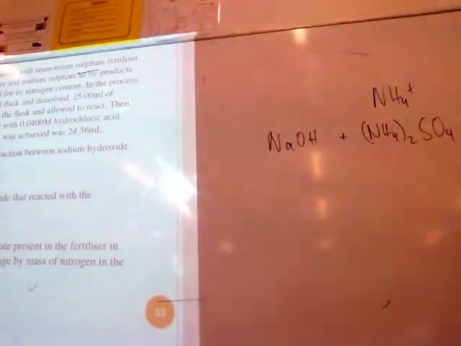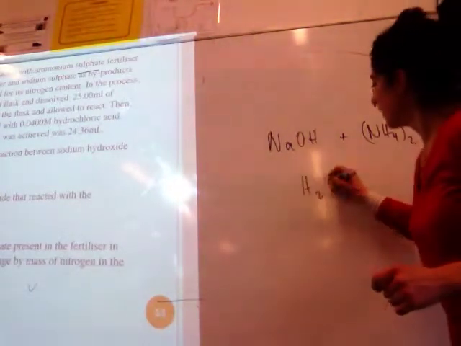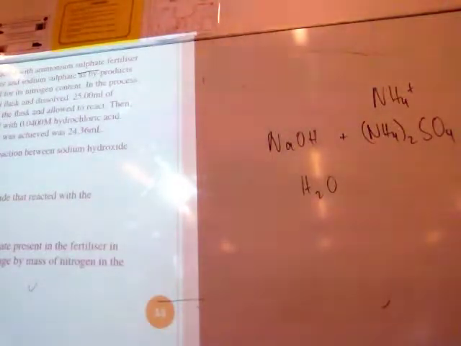Okay? What do you always have to get when you react an acid with a base? A salt. What will the salt be? Sodium sulfate. Yep. And? Water. Water, very good. But what's the final product? Ammonia, did you say? Ammonia, yes.